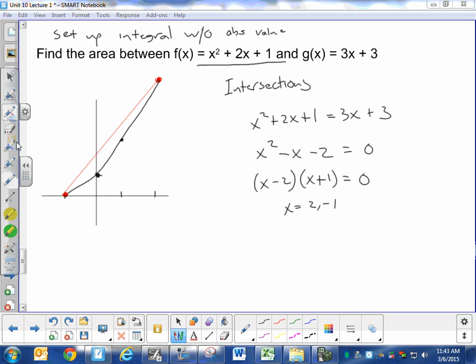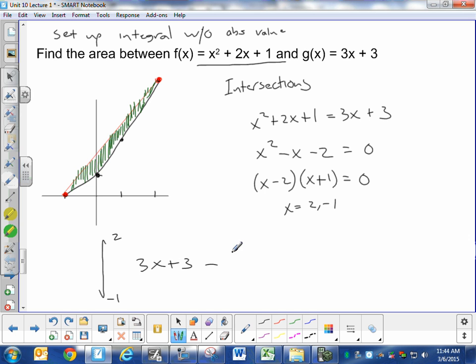So, turns out, the top function is the line, the bottom function is the quadratic. Some people mess up on that. So when you set up your integral, it'd be from negative 1 to 2, of 3x plus 3 minus the quantity of x squared plus 2x plus 1.